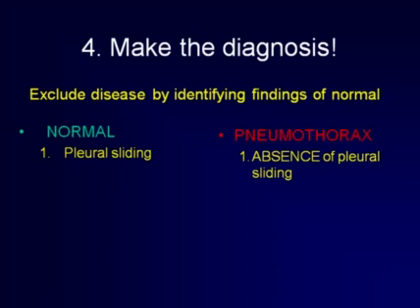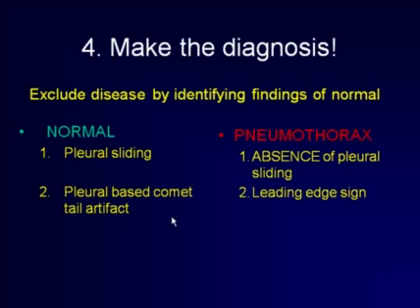In a normal non-pneumothorax lung, it might be possible to identify pleural-based comet tail artifacts. We'll discuss these at much greater length in the lecture covering abnormalities of the lung, but they are actually helpful occasionally in the pneumothorax exam. And then there's also the possibility of identifying the leading edge sign, which rules in pneumothorax. So two things can be used to rule in normal lung sliding under the probe, and two things can suggest that there is a pneumothorax right under the probe.